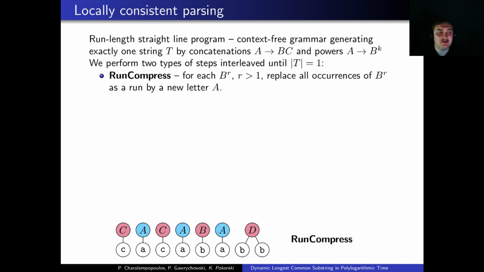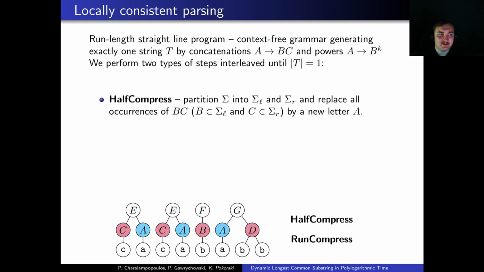And later we perform half compress. So we split the non-terminals into a left and a right part. We have the alphabet of symbols in our grammar. We split this into left and right symbols randomly.